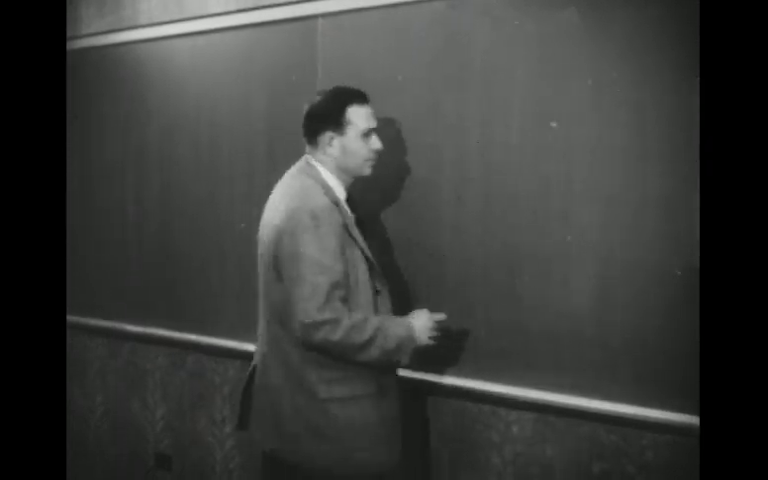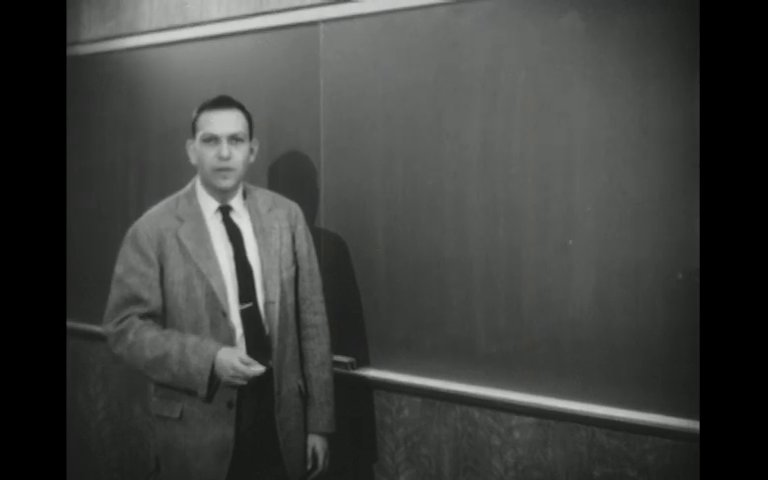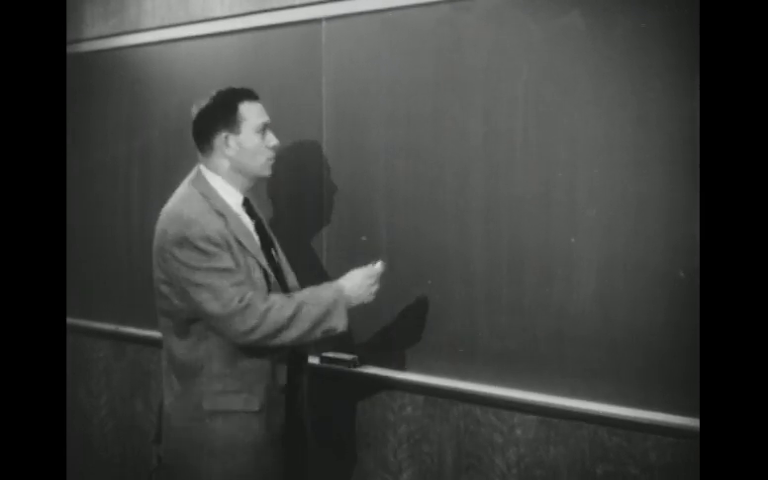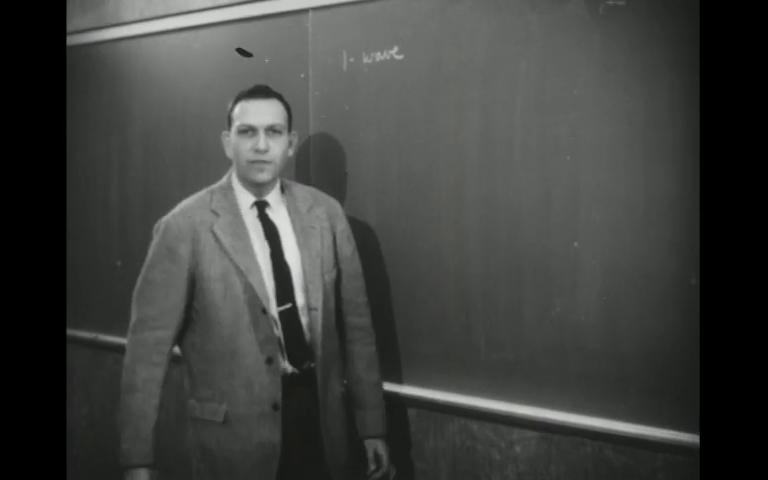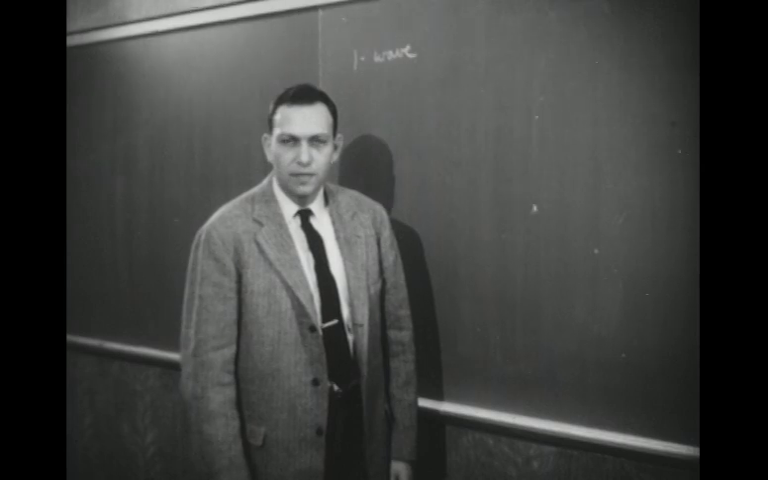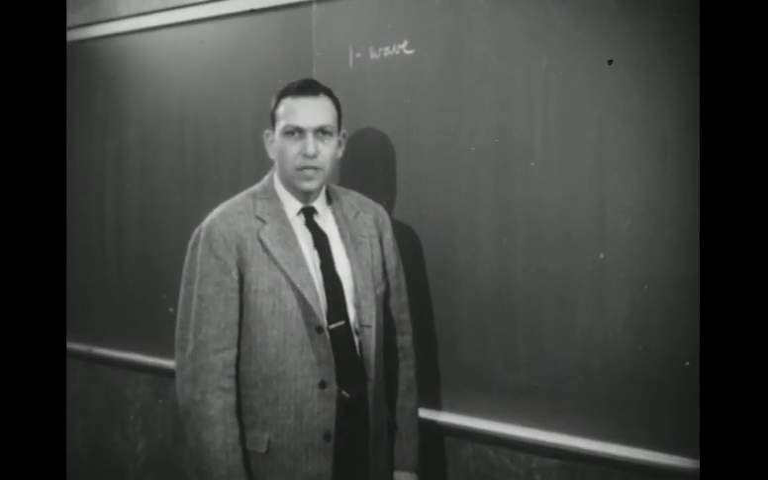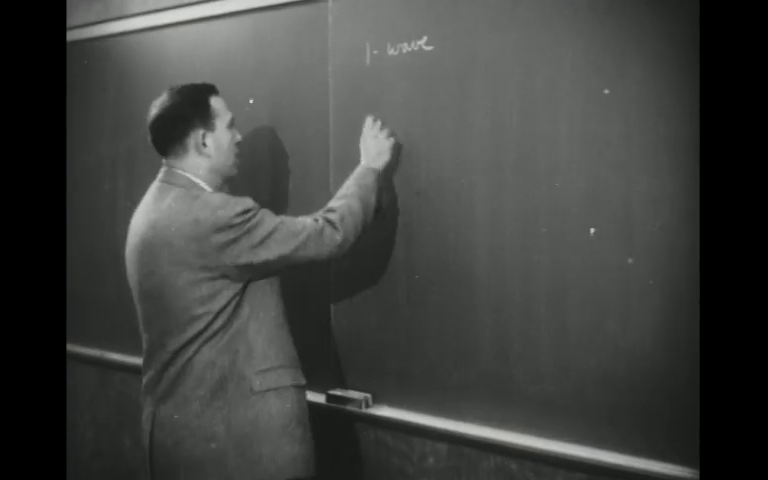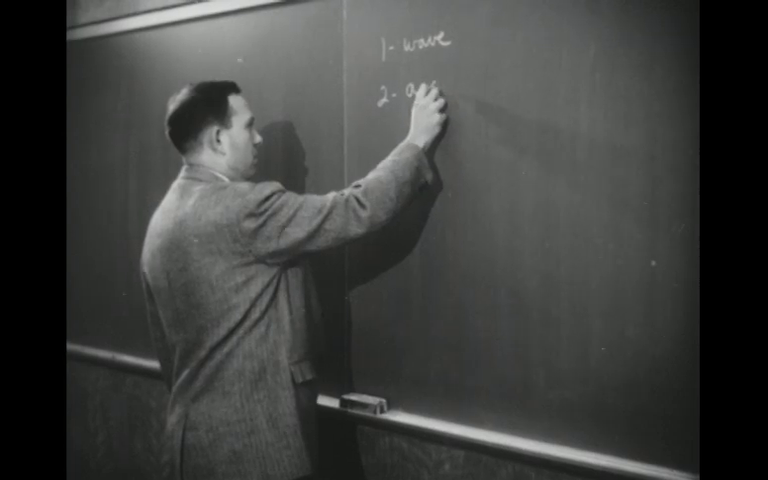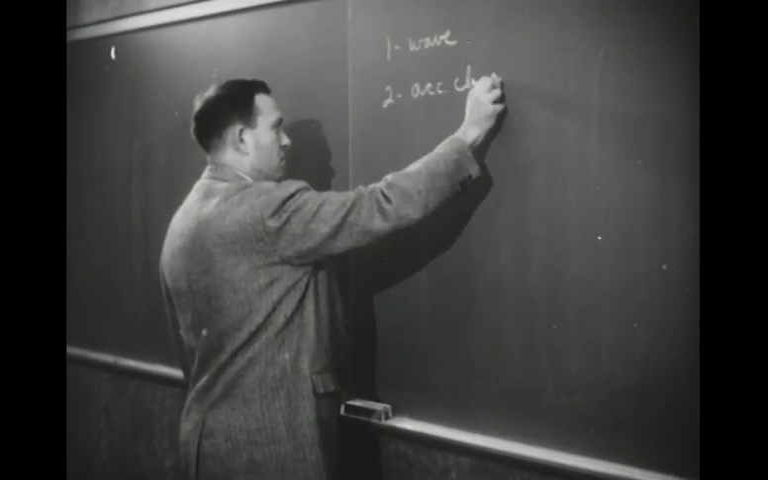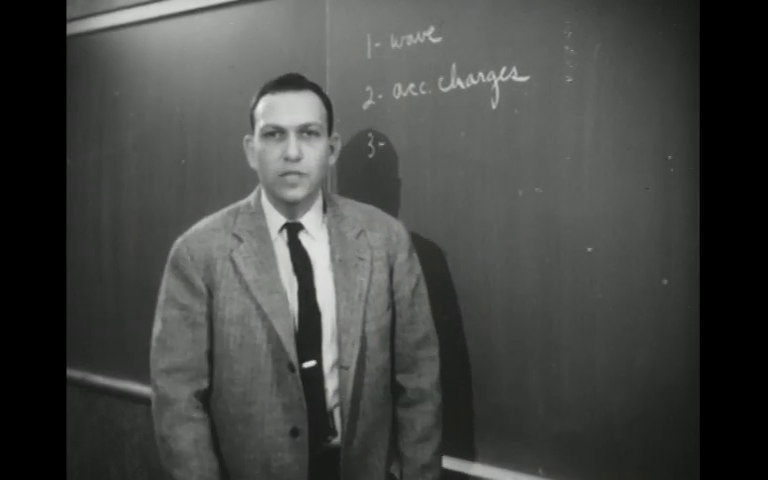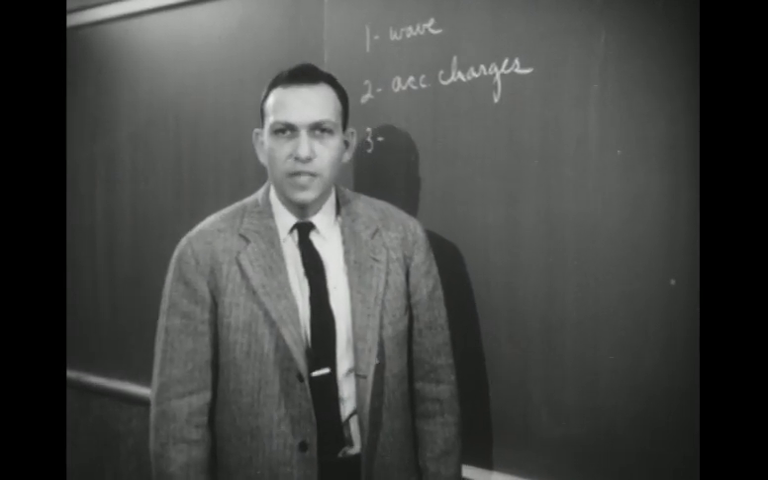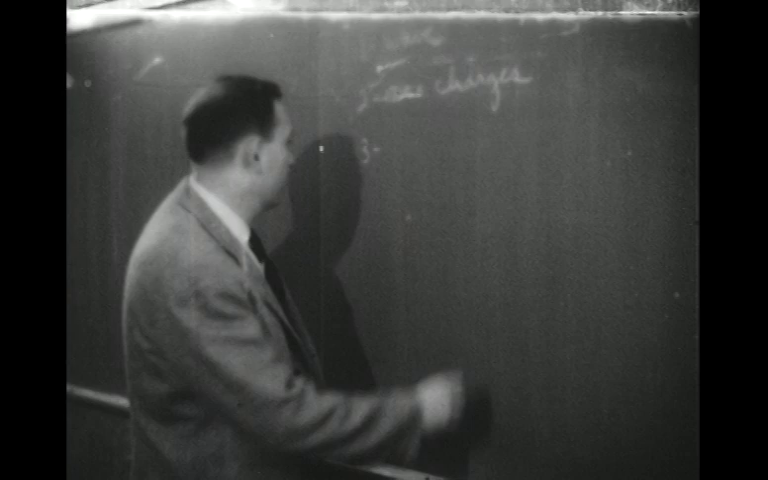Now, what are these properties? First, the transmission from sender to receiver goes as a wave. This means we expect to find familiar wave properties. Secondly, the waves always arise from accelerated charges. Third, these waves always travel in free space with the same velocity, the speed of light.